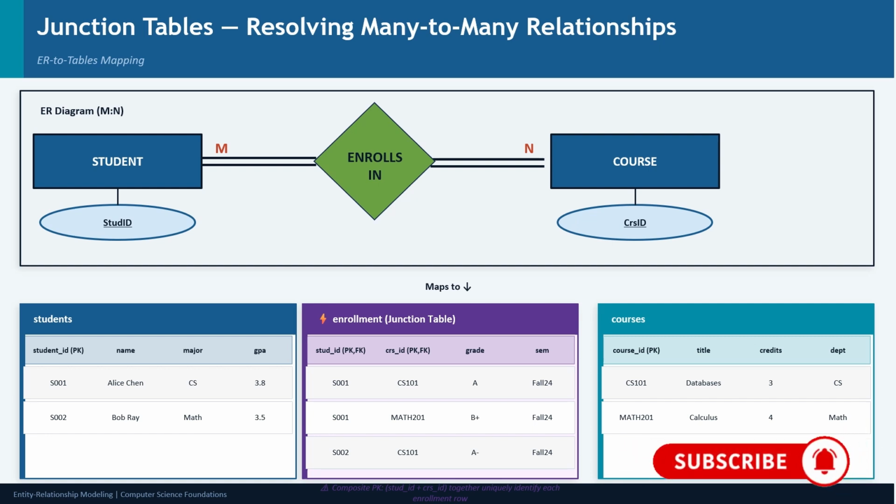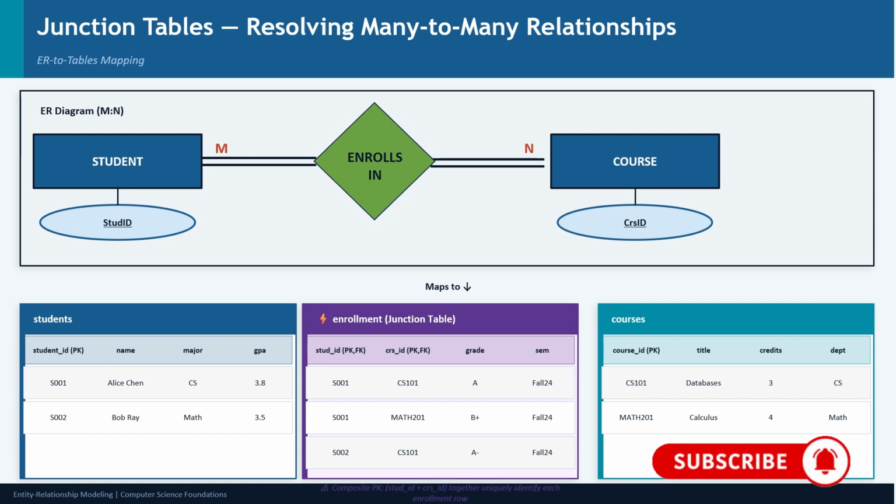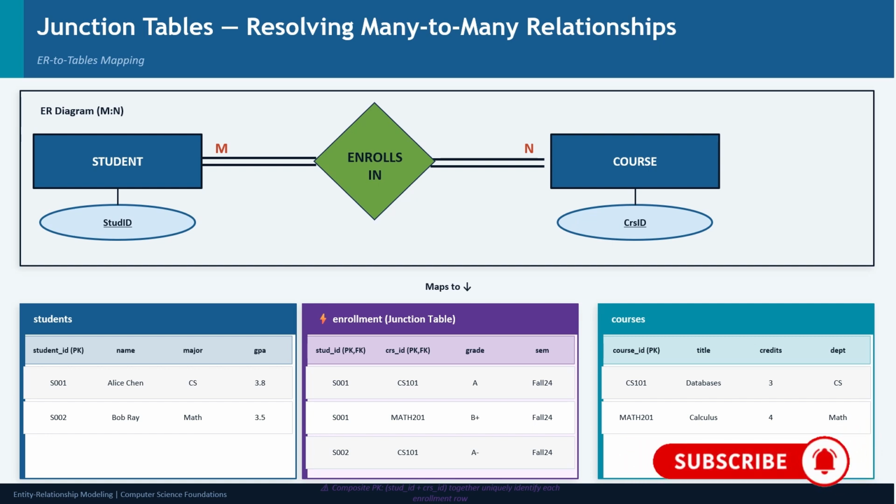Look at the ER diagram on screen. Student and course connected by enrolls in. Many-to-many. The double lines show that both sides require total participation. Step 1. Student becomes the students table with columns student ID, name, major, and GPA. Course becomes the courses table with course ID, title, credits, and department.